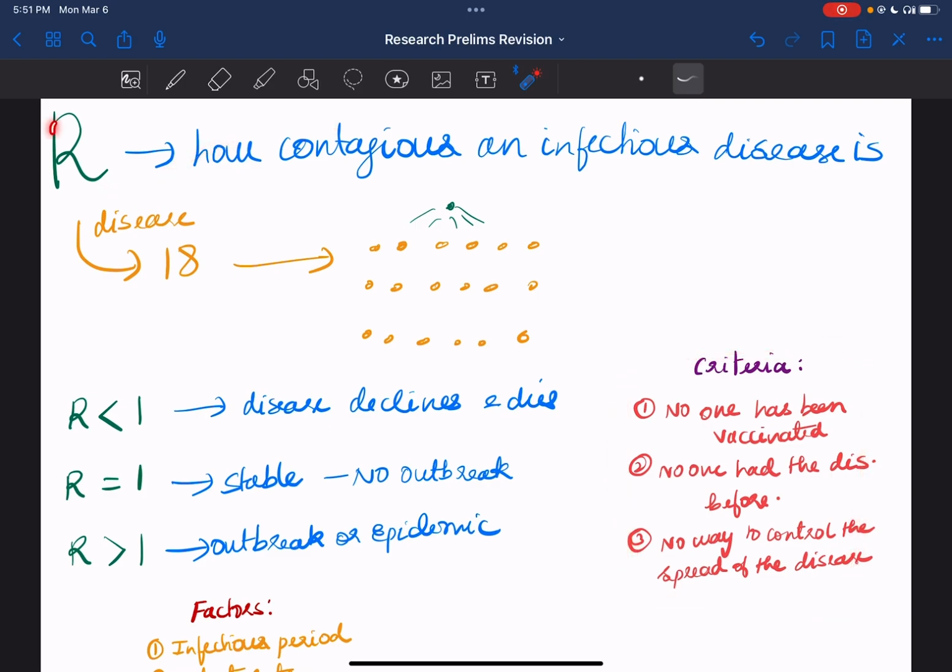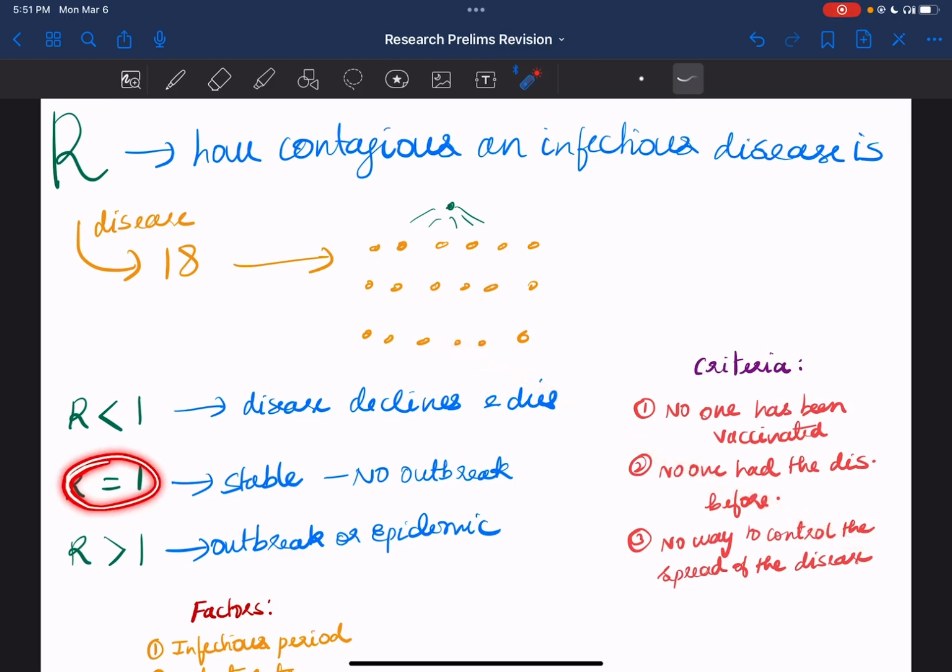Okay, R is simply a number, let's say, for example, 18. So if a person A is infected with a disease and he has an R value of 18, it means he can infect 18 more people with the same disease. Now, what if R is less than 1? That means one person can infect less than one, right? So the graph is declining.